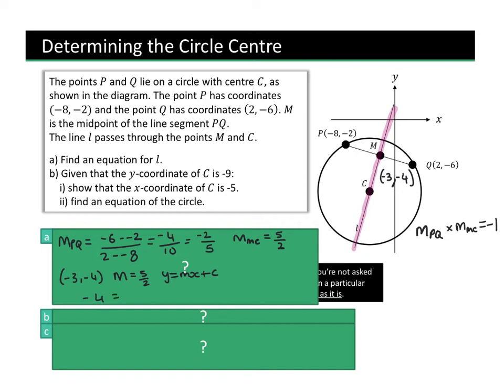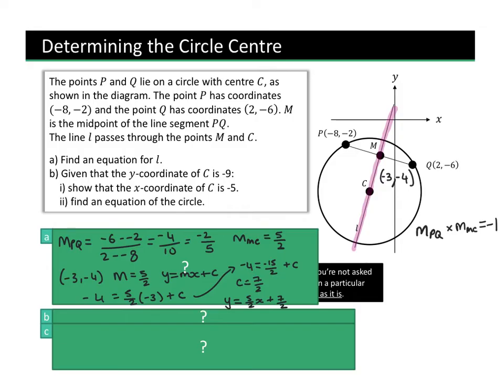So minus 4 equals 5 over 2 lots of minus 3 plus c. So then I'm going to have minus 4 equals minus 15 over 2 plus c. Minus 4 is negative 8 over 2. Negative 8 over 2 plus 15 over 2, c is 7 over 2. Positive 7 over 2. So then that means the equation is y equals 5 over 2x plus 7 over 2. Okay, so I tend to leave it like that. It hasn't told us to leave it any other way.